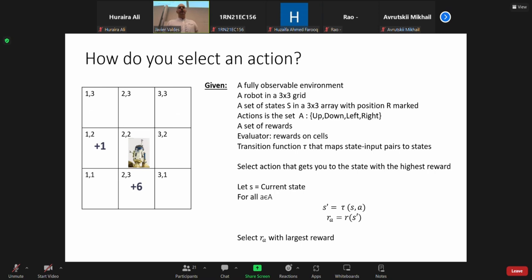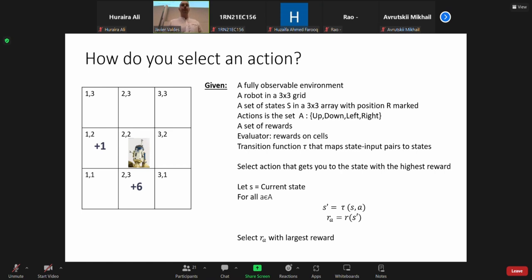There is a transition function that maps every state with a specific input. A state is where I'm gonna be in the different squares, and the input that I'm gonna get if I move to those squares. So if S is the current state, for all actions that exist in the environment, in the possible actions that I have, I'm gonna set a reward for that specific action. If I go up, I'm gonna have a specific reward. If I go down, I'm gonna have another reward, left, another reward, and right.